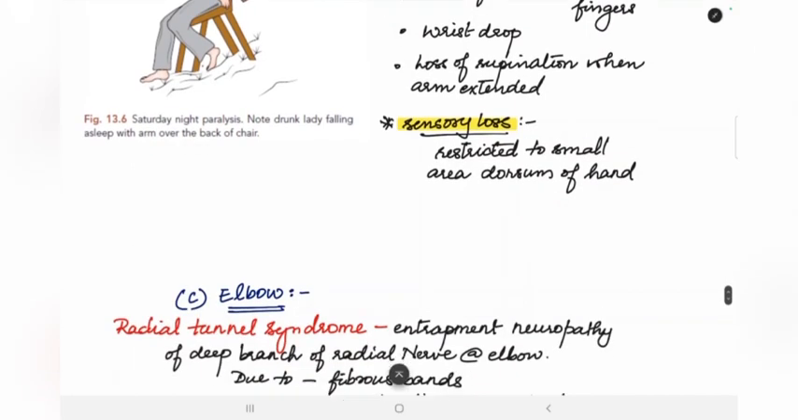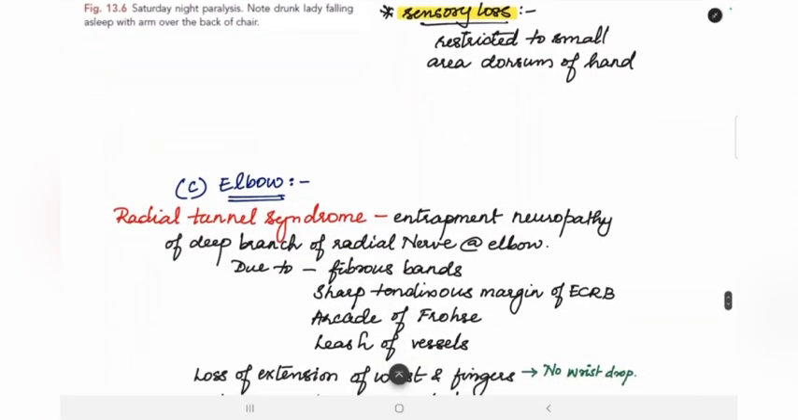And the third part is the injury to the radial nerve at the level of elbow. This is known as radial tunnel syndrome. Where have you heard a similar term? We have heard about carpal tunnel syndrome. These tunnel syndromes, the radial tunnel syndrome and carpal tunnel syndrome, are all entrapment neuropathies.